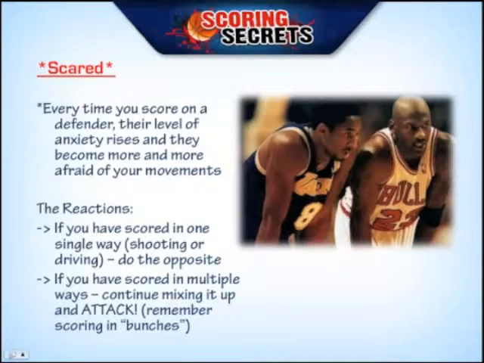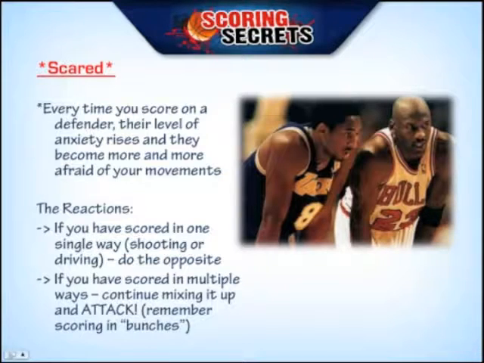Now, this is what's really going to happen at the end of the day, right? If you're diversifying where you score, anytime you score on a defender, really, their level of anxiety rises. It's embarrassing to get scored on, and they become more and more afraid of your movements. It's simple to say, if they're scared, just crush them. And that's the case, right? Kobe Bryant and Michael Jordan are the two masters at this, at getting opponents really fearful of their game, with every little twitch their defender jumps at, and they can easily just control the flow of the entire game. But there's a few specific reactions you have to look for.